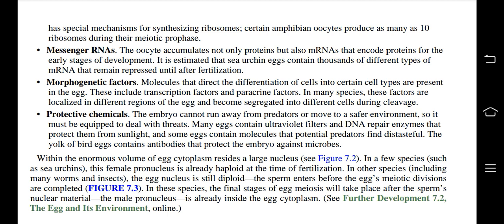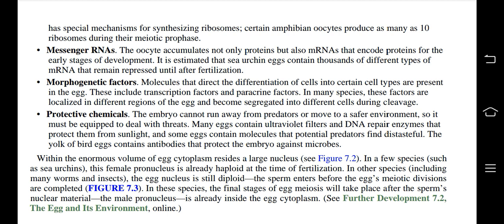And messenger RNA. The oocyte accumulates not only proteins but also mRNAs that encode proteins for the early stages of development. It is estimated that sea urchin eggs contain thousands of different types of mRNA that remain repressed until after fertilization.